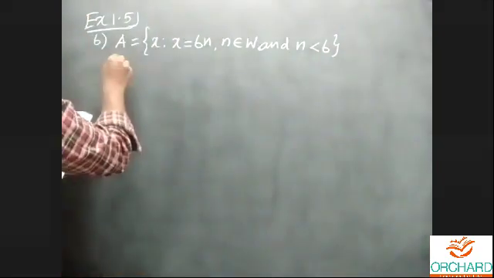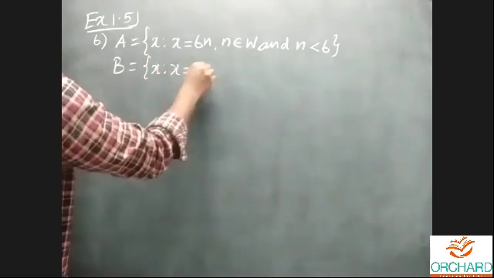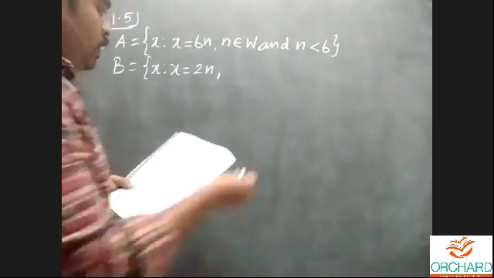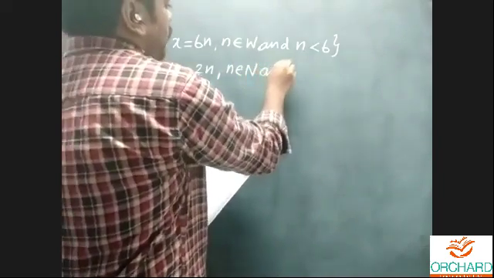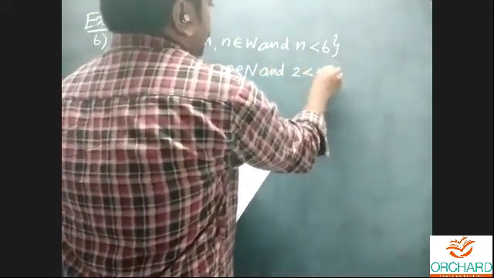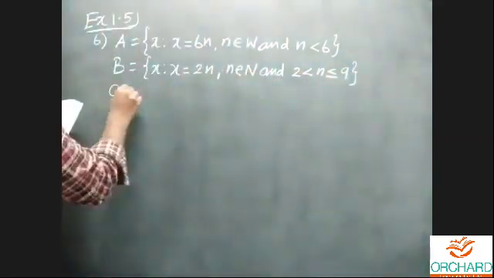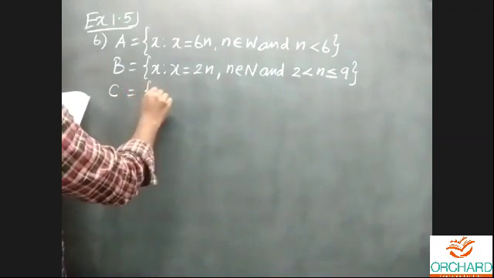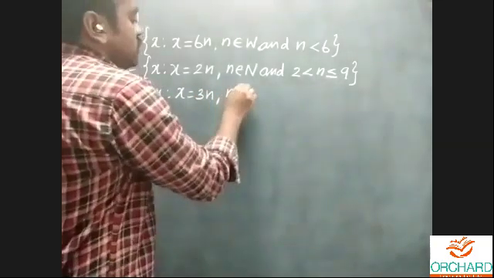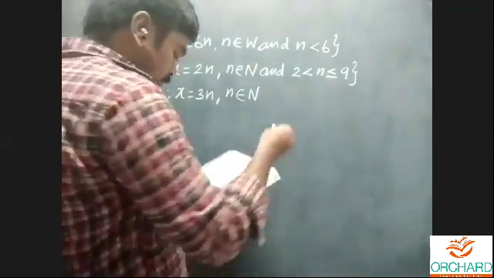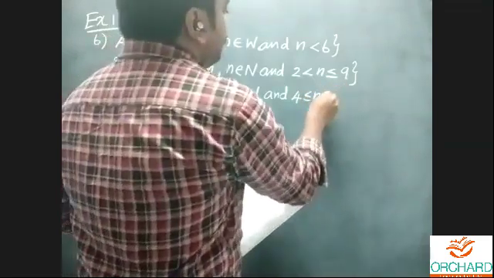Next, set B, also in set builder form: x such that x is equal to 2 times n, a multiple of 2, where n belongs to the set of all natural numbers and the range for n is 2 less than n less than or equal to 9. Next is set C. They define x such that x is equal to 3 times n, 3n, where n belongs to the set of all natural numbers and 4 less than or equal to n less than 10.